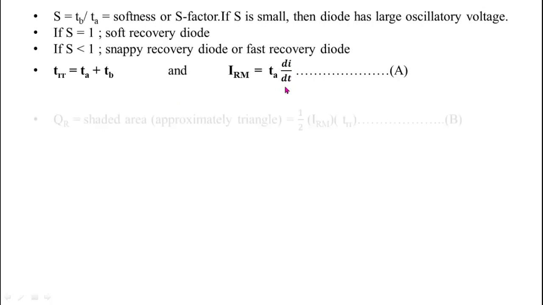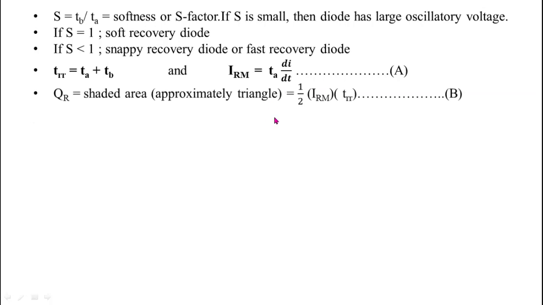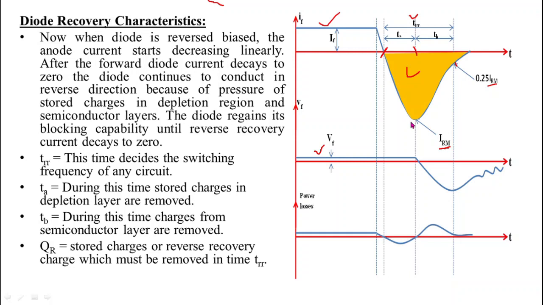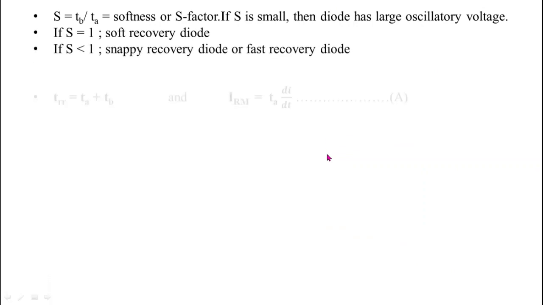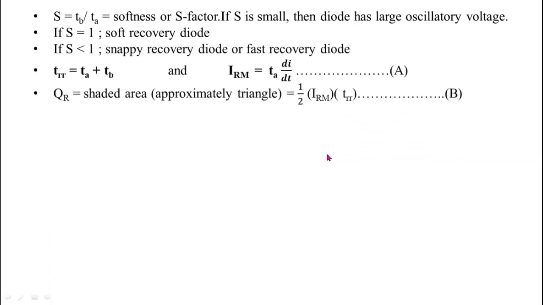QR is the stored charge, and that is equal to the area under the IT curve, that was the shaded area. Now see, this shaded area can be approximated as a triangle whose base is TRR and height is IRM. So to calculate the charge, we have to calculate the area. Area of the triangle will be half base into altitude. That's why we get 1 by 2 IRM into TRR.